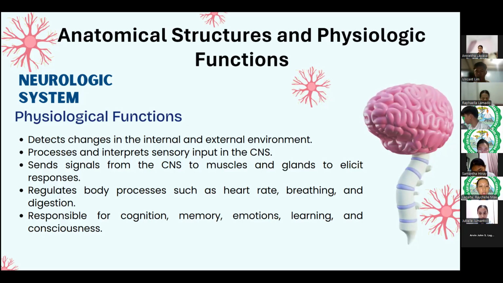So the musculoskeletal system, in simple terms, helps the body move and stay upright, while the neurologic system controls how the body thinks and how the body moves. Without the nervous system, the muscles wouldn't know when or how to move, and without the musculoskeletal system, the body wouldn't be able to carry out those movements.